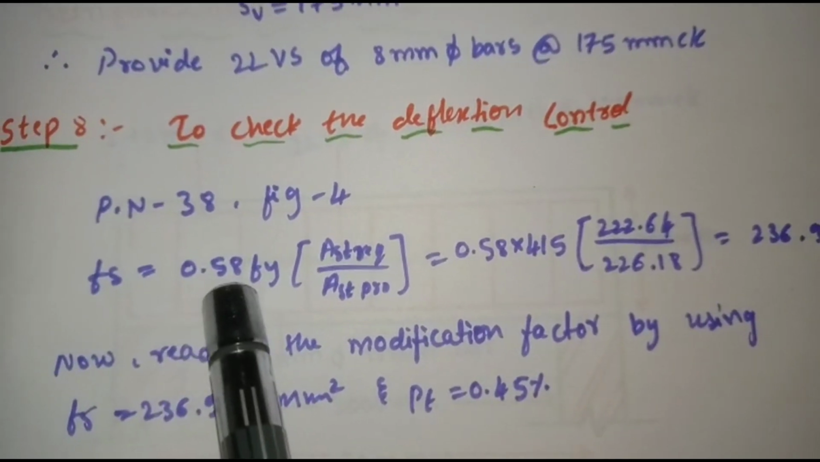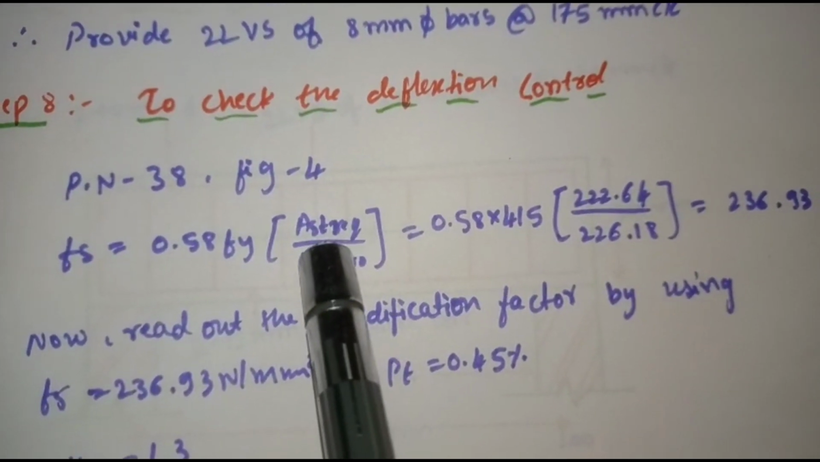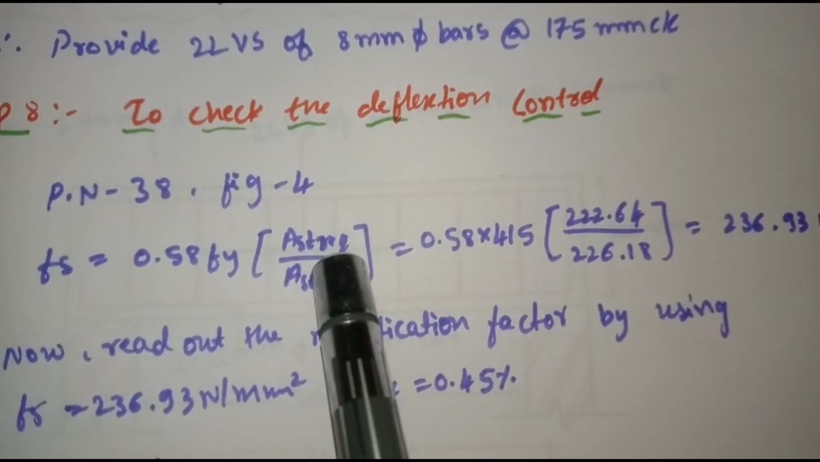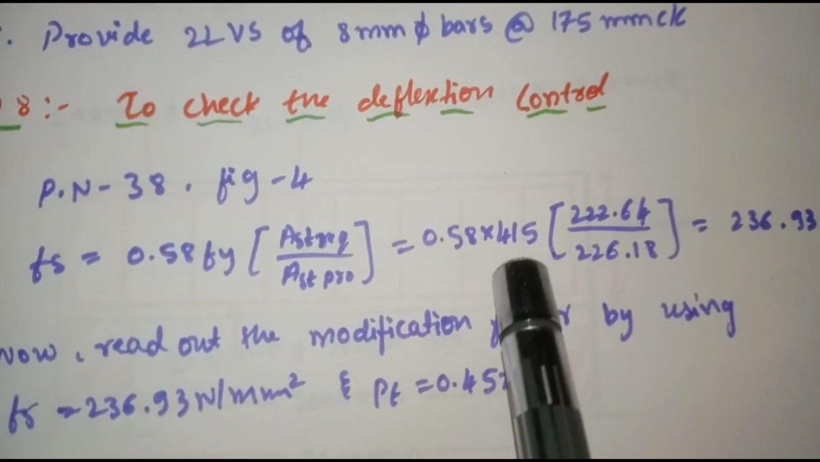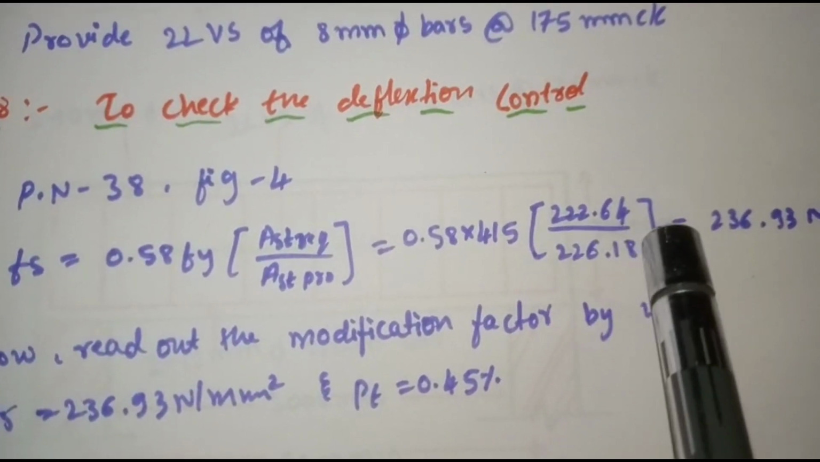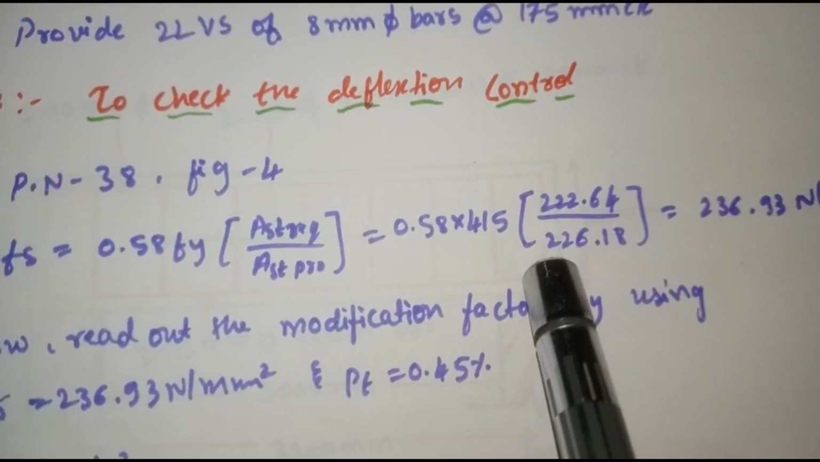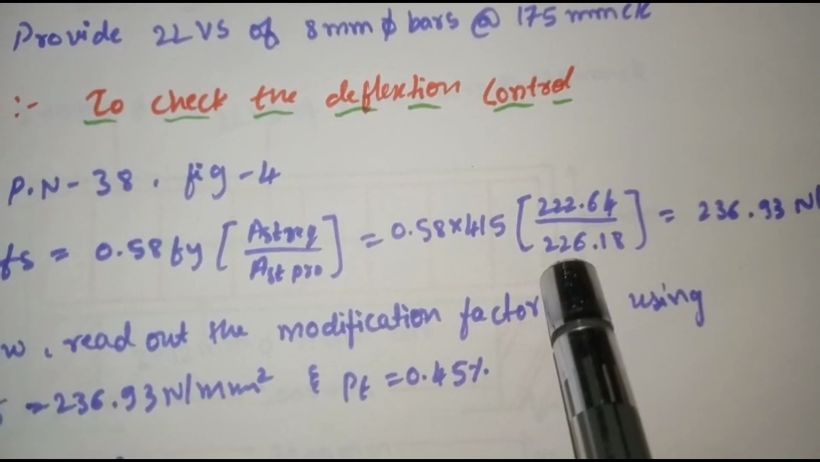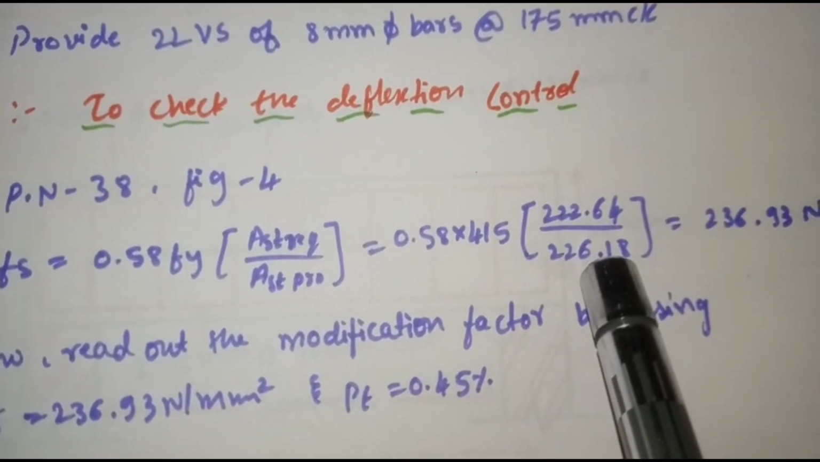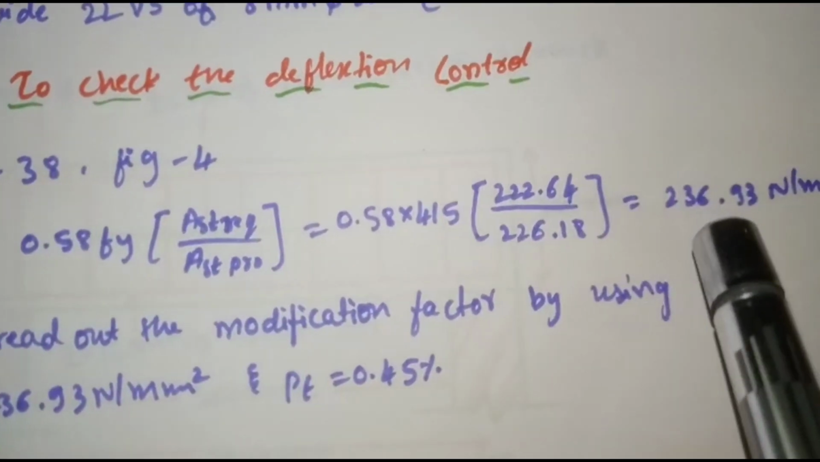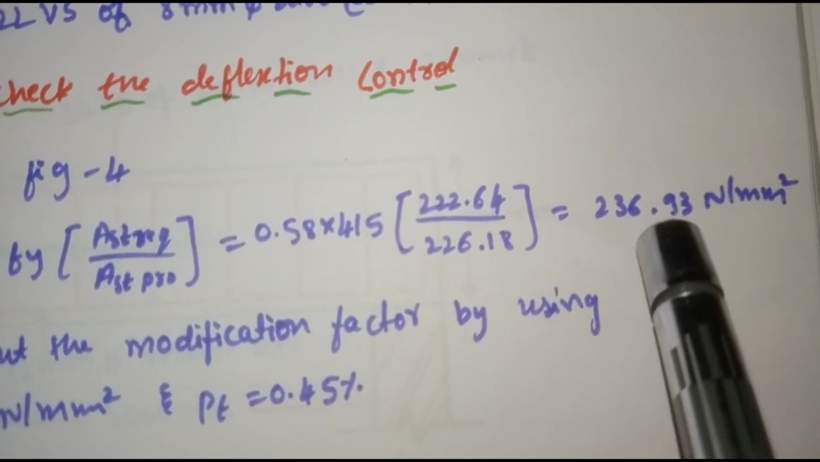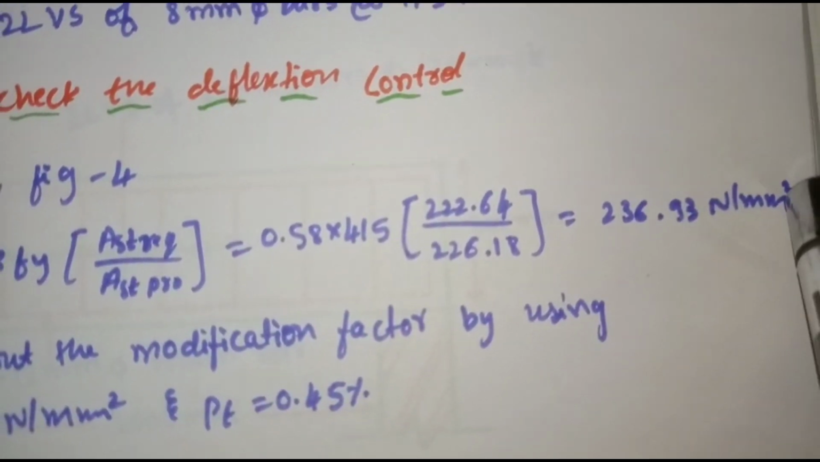Fs is equal to 0.87 Fy into HT required divided by HT provided. So substitute all the values in this formula: 0.58 into 4 and 5, HT required we got is 222.64, divided by HT provided we got 226.18. Substitute all the values. So after simplifying we'll get our Fs value as 236.93 Newton per mm square.